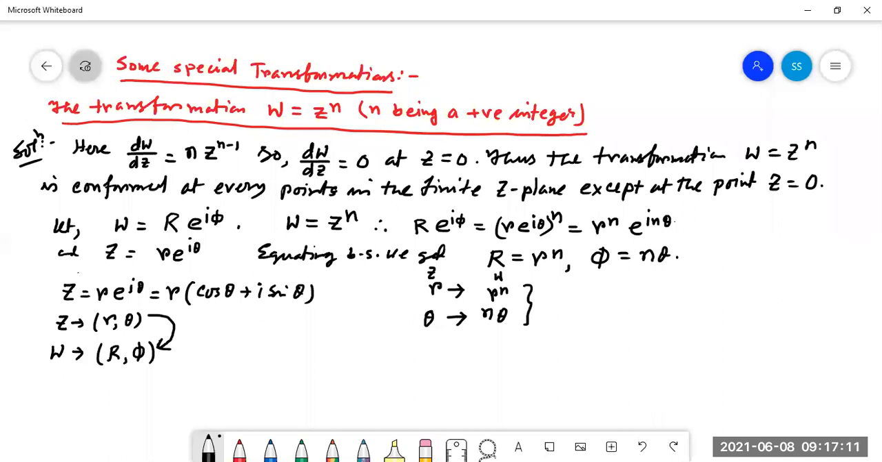Sir, from the starting month's revision, sir. For this problem, what we are reading about that, sir.